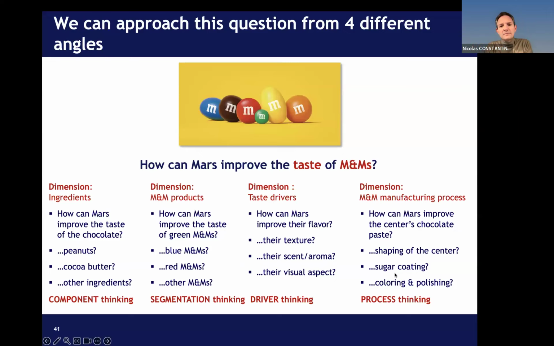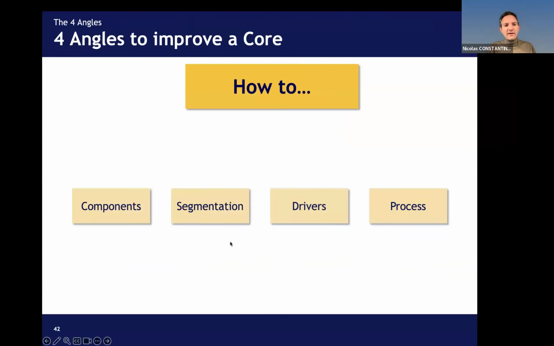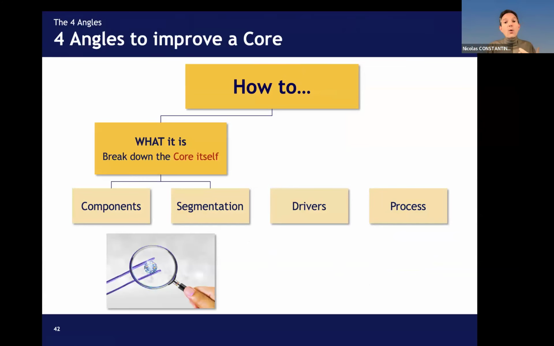Okay. So let me put a little bit more light onto these 4 ways of thinking, and then we'll look at another example. So here are the 4 ways of thinking: component thinking, segmentation, drivers, and process. Component and segmentation are very much about the what of the core. You're taking the core and breaking it down, either into its components, or, if that core can be viewed as a population, you're segmenting that population. That's what we did with the M&Ms.